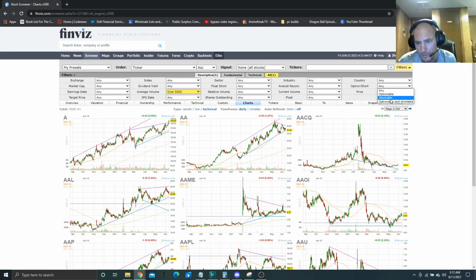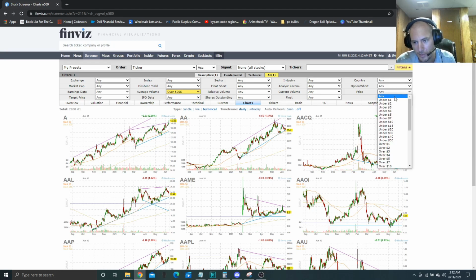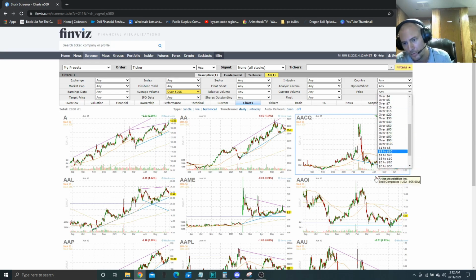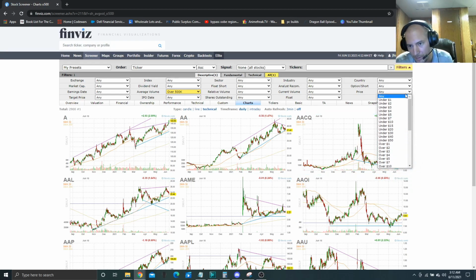Optionable, shortable. If you are looking to short or trade options, of course you would want to click optionable here to filter out anything that doesn't have options. And then price. A lot of times I'll just use this, like over $3 or $4, to filter out price ranges that I don't want to mess with at all.